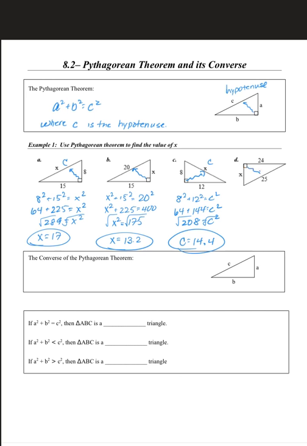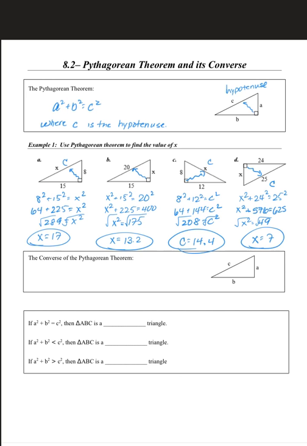Okay, last one of the review problems. The box points to c, so that's going to tell me x squared plus 24 squared equals 25 squared. Again, it doesn't matter if I put x squared plus 24 squared or if I put 24 squared plus x squared. It doesn't matter what order you put those two numbers in. So x squared plus 576 equals 625. Subtract 576 from both sides, you get x squared equals 49. Square root, we get x equals 7.